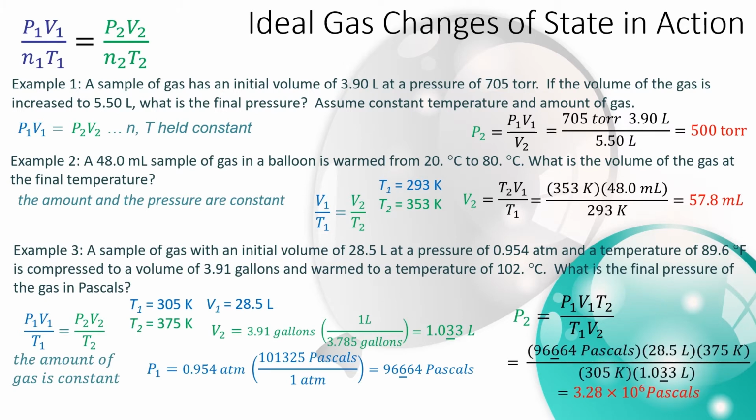Plugging this all in, we get 3.28 times 10 to the 6 pascals, which is about 32.4 atmospheres if we convert back to atmospheres to compare the answer to the initial pressure. The pressure dramatically increased.